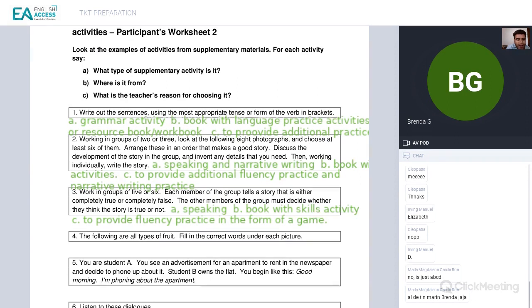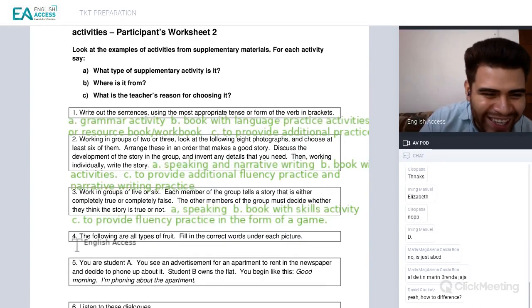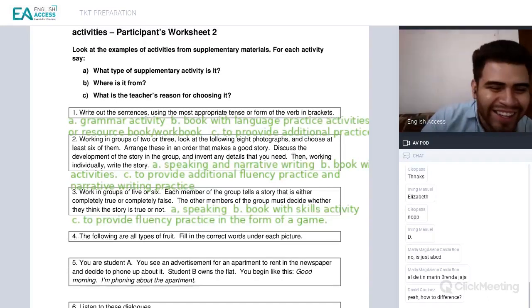Number 4. The following are all types of fruit. Fill in the correct words under each picture. What did you say, Magdalena? All right. What kind of activity do you think is number 4?